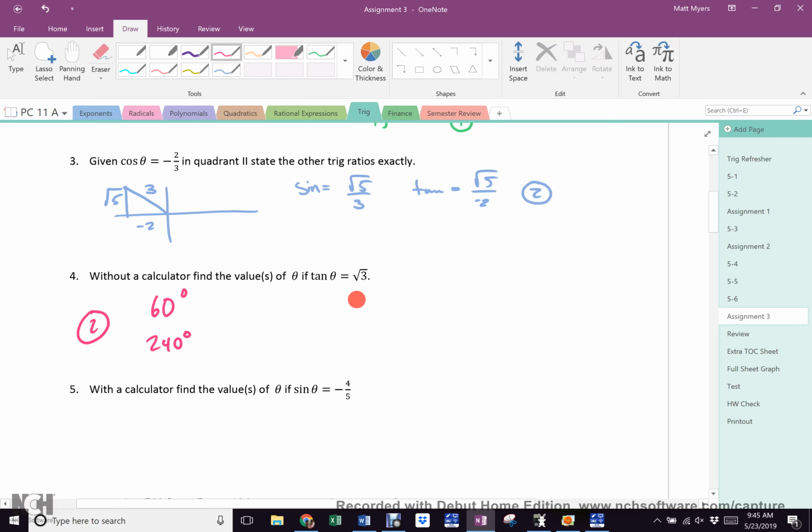Why? Well, since tan is √3, you knew it had to be a 30, 60, 90 triangle. So it had to be 60, because in the first quadrant, it's the only place tan can be positive. Then it had to be down here, the only other place tan can be positive. And that is 180 plus 60, which is 240.